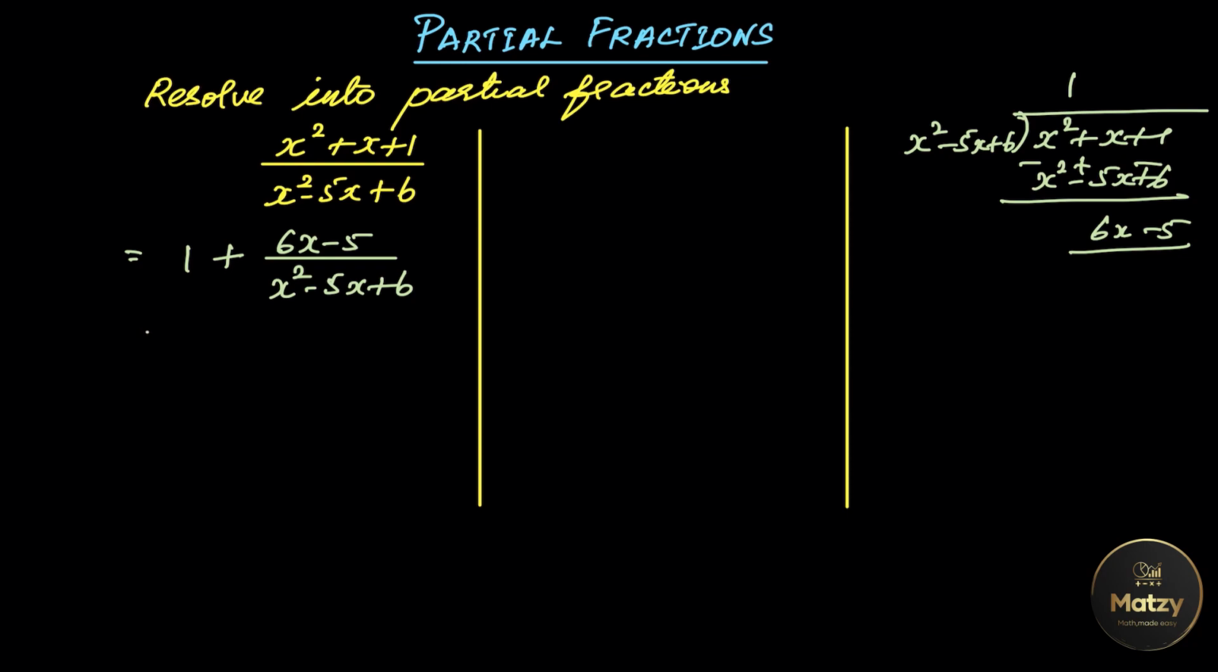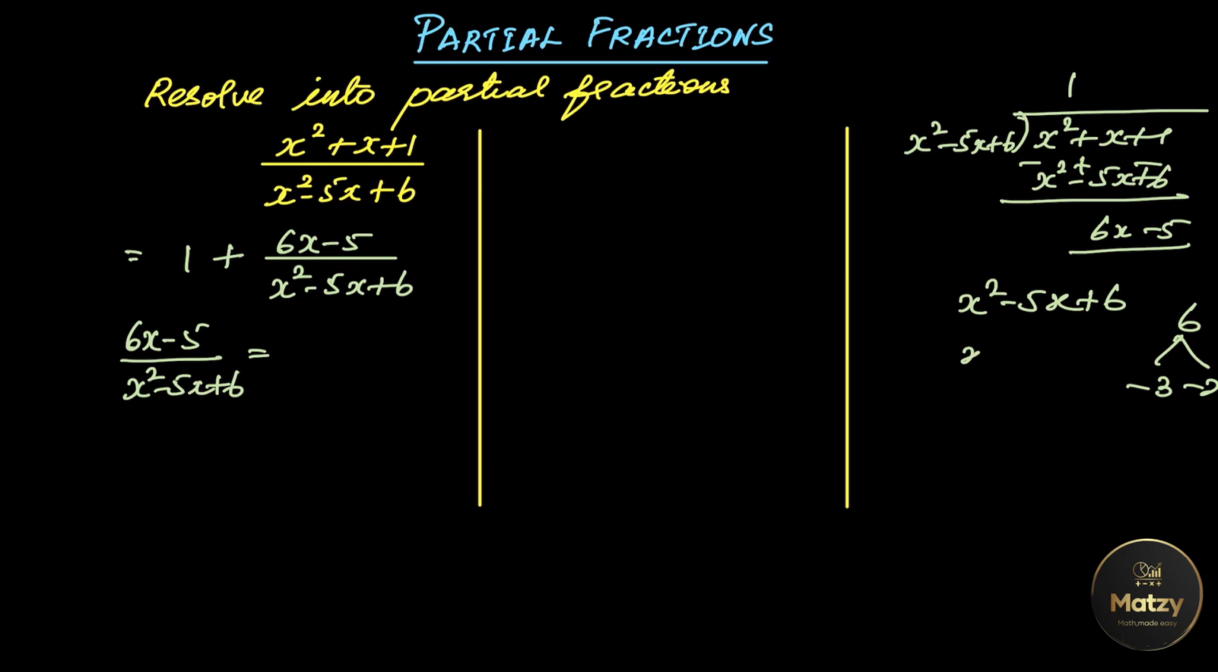For this (6x - 5)/(x² - 5x + 6), we have to find the partial fraction. I am writing that (6x - 5)/(x² - 5x + 6) is equal to, factorizing this x² - 5x + 6. If I split that, -3 and -2, so this is (x - 3)(x - 2). These two are the factors of x² - 5x + 6.